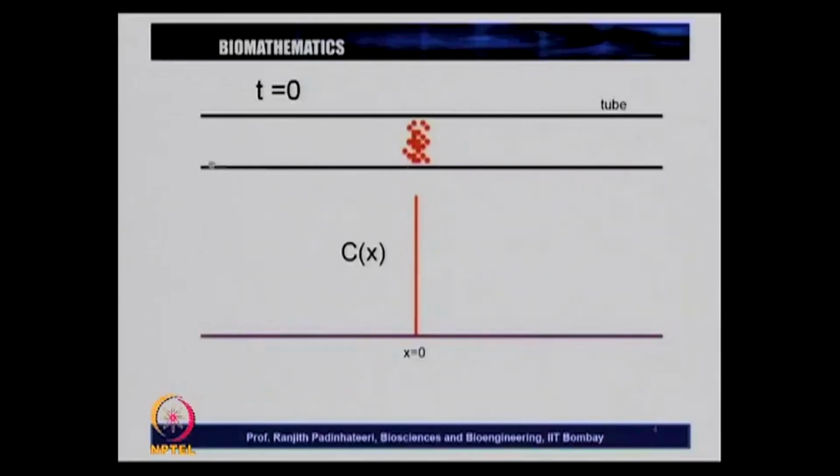Basically, the physical picture is that you have a tube, and in the middle of the tube you have some protein molecules. The concentration of the protein molecules is only at x equal to 0, and nowhere else do you have these protein molecules. How do we represent this kind of thing mathematically? What is the equation that you will write to represent things of this fashion in a mathematical form?